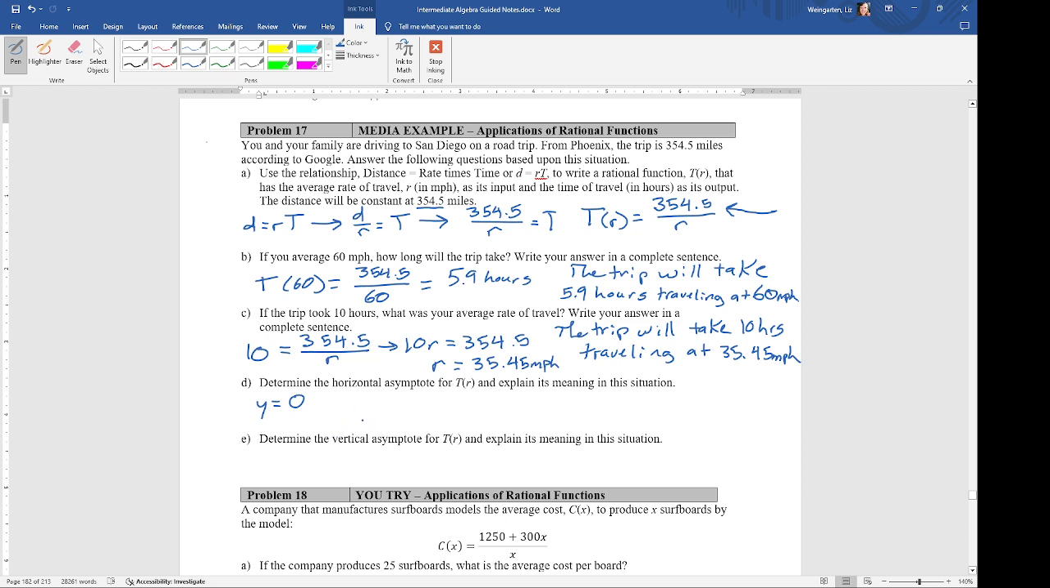And what does this mean in this situation? If we're looking at our graph, our input is our rate, and our output is our time. For the time to be 0, you have to go an infinite rate. So you have to go infinity miles an hour for the time to be 0. The faster you go, the lower the time.